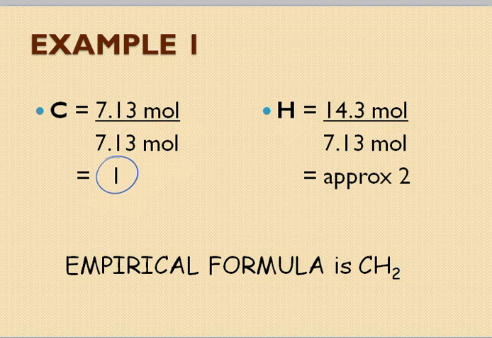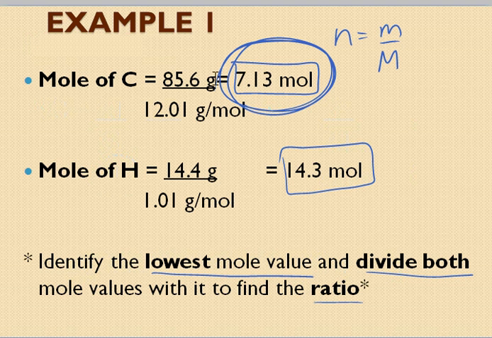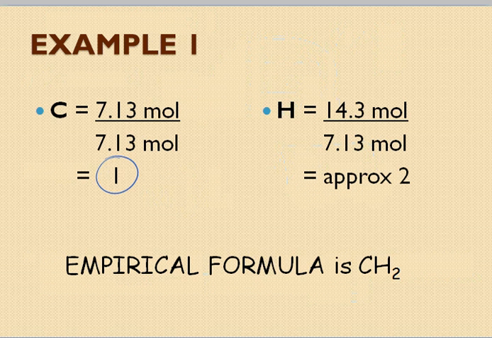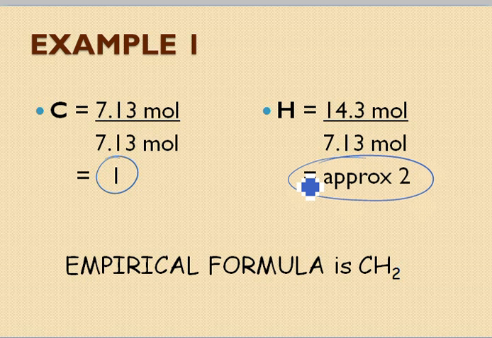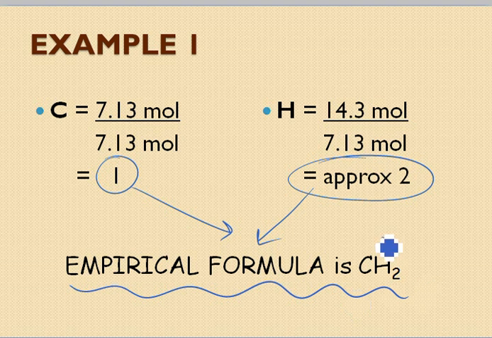And if we take, I'm just going to go back. Remember, this is where it came from. We calculated the number of moles. So 7.13 for carbon, 14.3 for hydrogen. So 7.13 for carbon divided by 7.13 moles, it's 1. For hydrogen, 14.3 divided by 7.13, so it's approximately 2. What that tells us is that the ratio is going to be a 1 to 2. So that means the empirical formula is CH2. So there's 1 carbon for every 2 hydrogen.